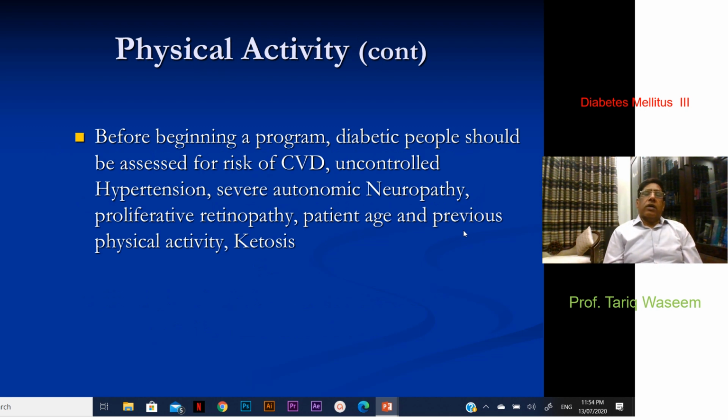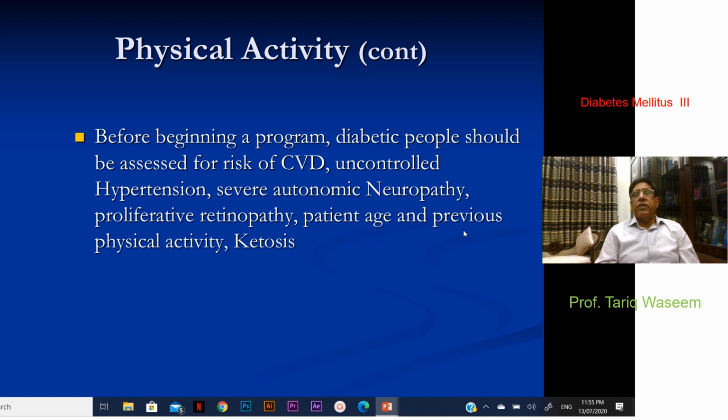Before beginning or suggesting to your patient that they have to be physically active or to start exercise, you probably have to assess a few things. You have to assess them for the presence of other cardiovascular disease risk factors. Someone with uncontrolled hypertension may not be a very fit subject for starting an exercise program there and then. Those who have autonomic neuropathy again may be incapacitated and may not be fit for a very rigorous physical program.